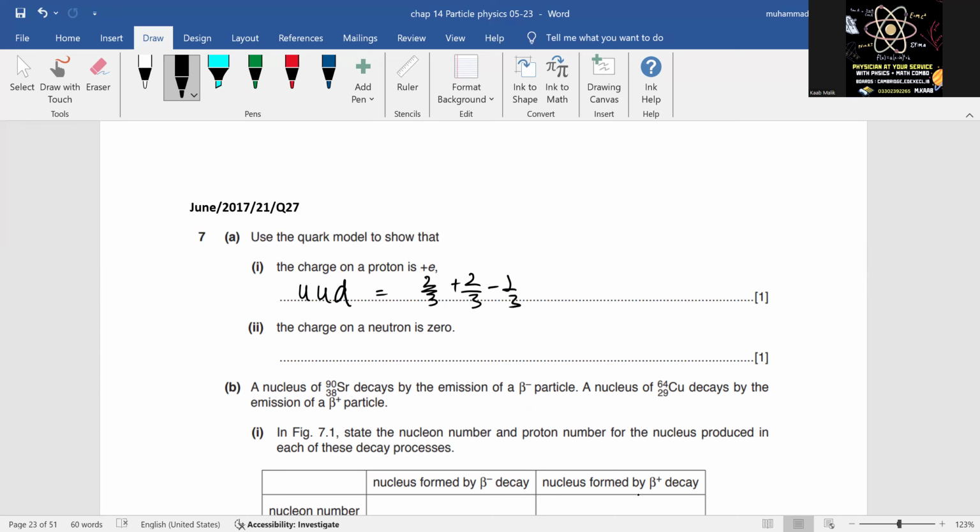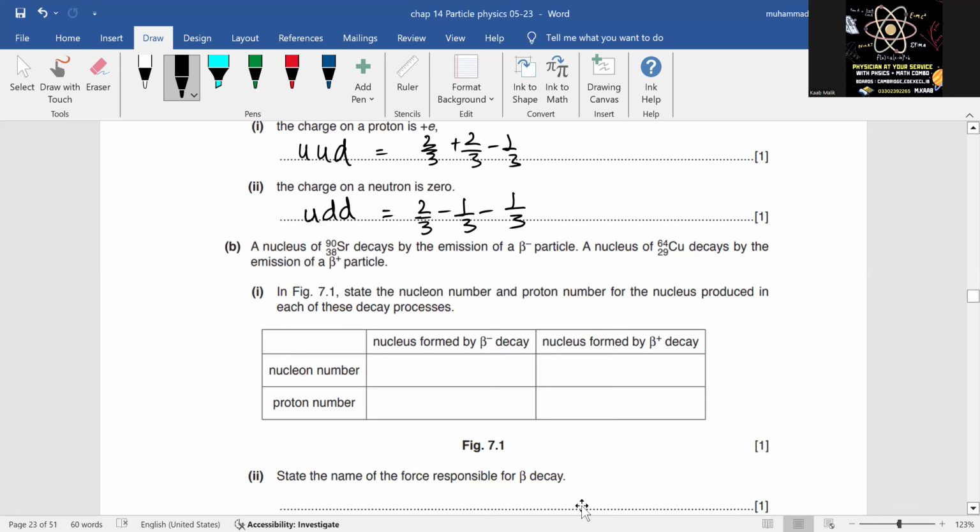Okay, let's move on. The charge on a neutron is 0. That is one up quark and two down quarks, right? Good. So 2/3 minus 1/3 minus 1/3 is equal to 0. Perfect. Okay, let's move on.